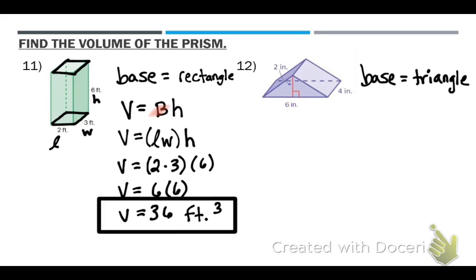Now, once again, we're still using the same type of formula that we had before. V equals capital B times height. Remember, this is talking about the base. What is the shape of the base? Our shape of a base, once again, is a triangle. So we're doing half times base times height, and then, this is the tricky part, we have to actually multiply by a height again. Now, this height is different than the base height.